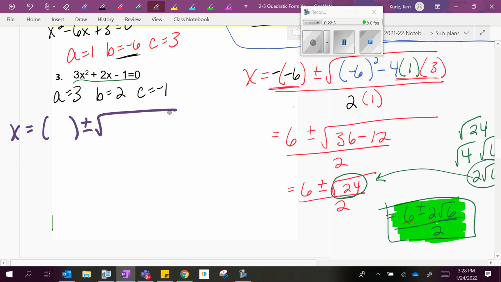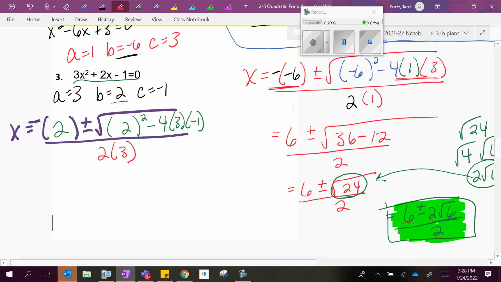So I get, go ahead and a little structure here. So I get negative B. So my B now is just a 2. So it's going to be negative 2 plus or minus square root of B squared minus 4AC, all over 2A. So this one, the first one's where the A is greater than 1, but that's okay.